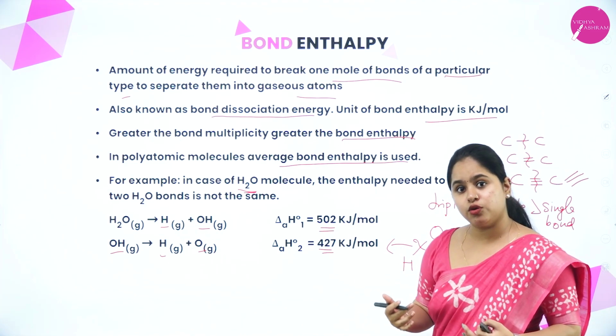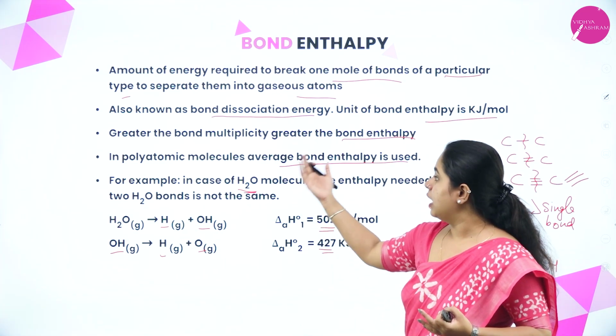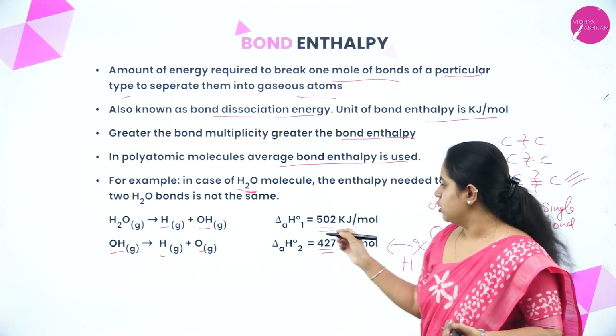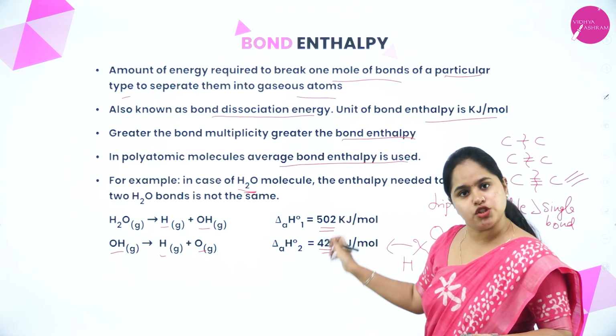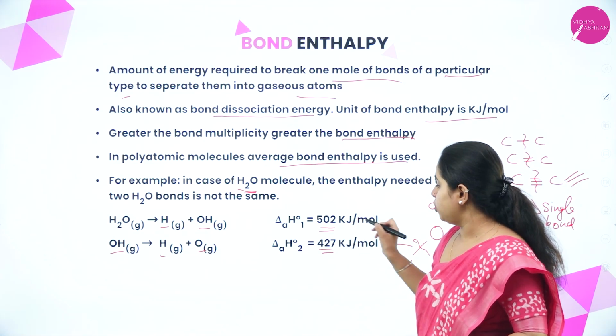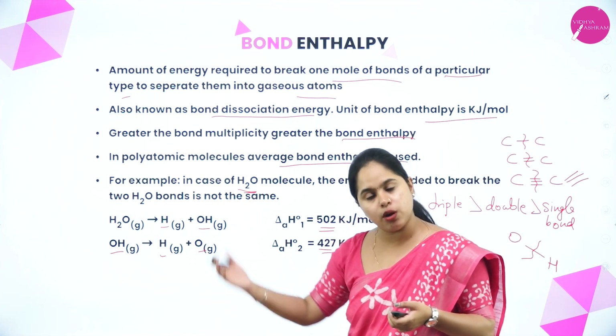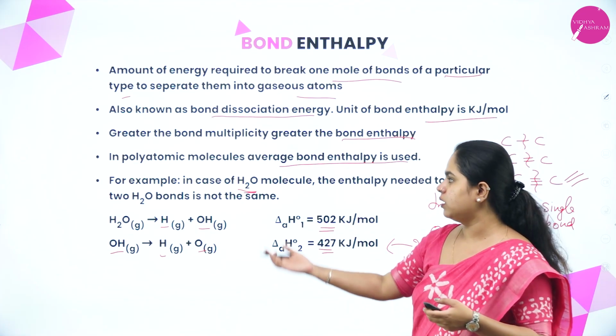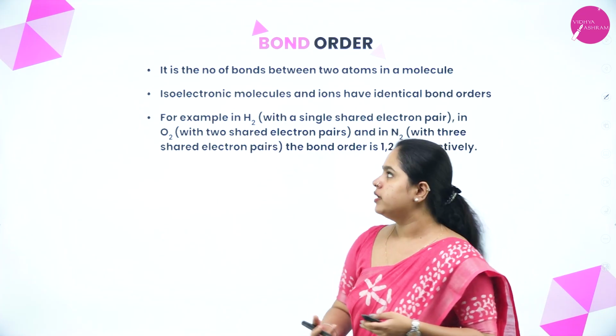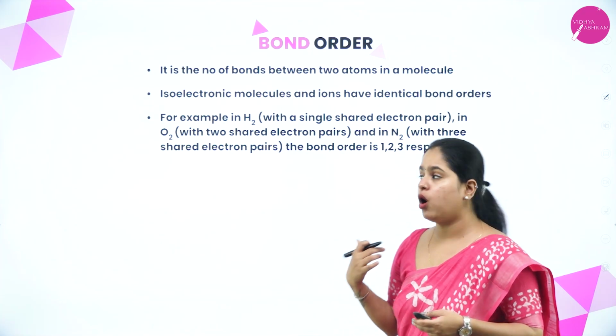Yes, what you have to do is, in polyatomic molecules, as I said, average bond enthalpy is used. So you have to take the average of these two values, that is (502 plus 427) by 2. That is the average, right? So that will give you the bond enthalpy associated with the water molecule. Clear? Now coming on to the last one, that is bond order.